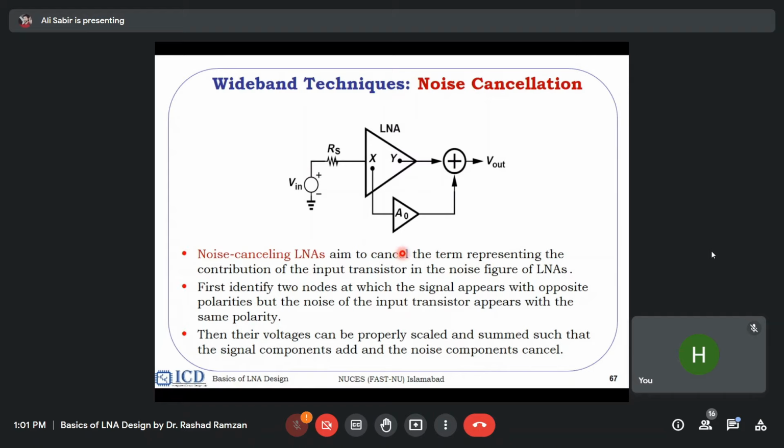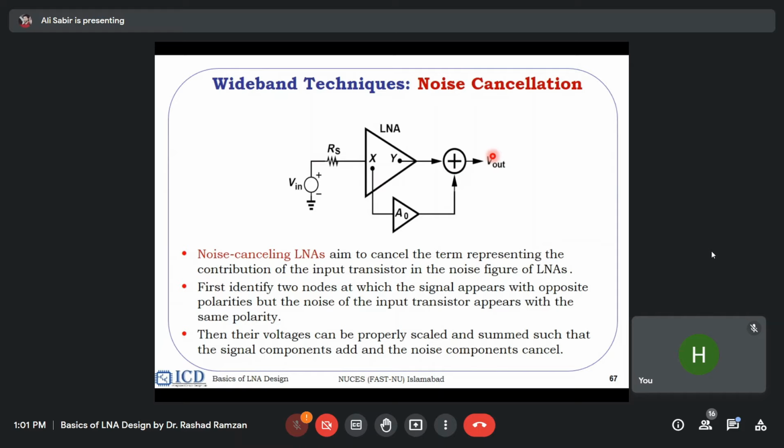You have noise at the input, and then this LNA is giving the noise, and you pick the noise from the node X, and then you add the noise here in reverse polarity. So the output summation is in such a way that your signal adds up, but your noise gets cancelled. Remember, this noise cancellation has an underlying very strong assumption that the noise has to be correlated. We cannot cancel the noise of two uncorrelated sources.